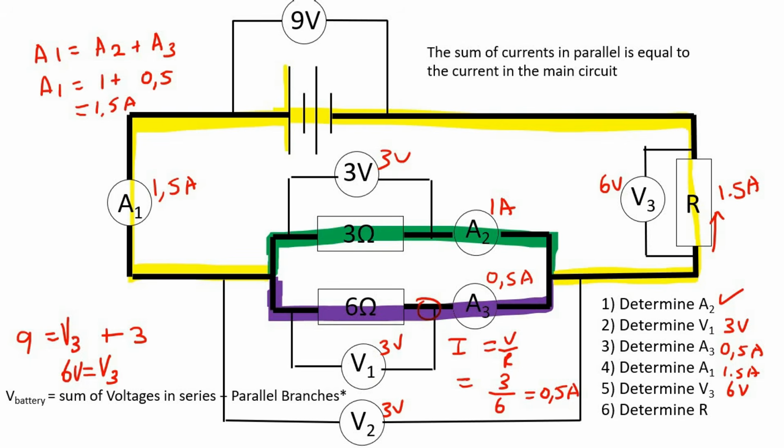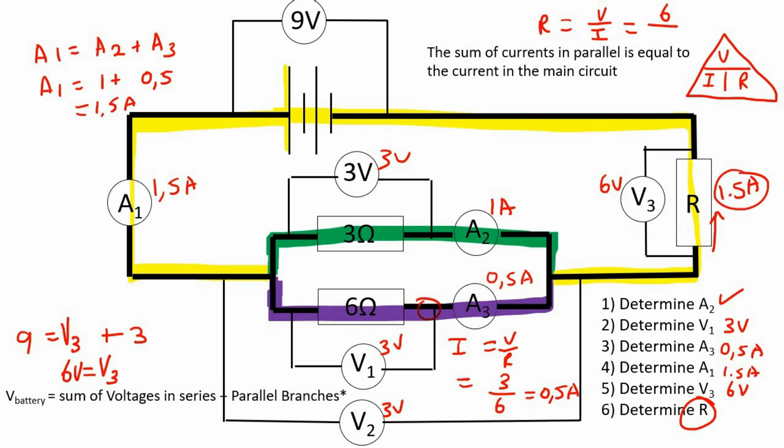Now, the last question says calculate the resistor. Well, from our formulas over here, we can work out resistance by saying that R is equal to V at the top, I at the bottom. This resistor is only connected with this voltmeter. So we could use that voltage of 6, and the current that is flowing through that resistor is 1.5, and that is going to give us 4 ohms.